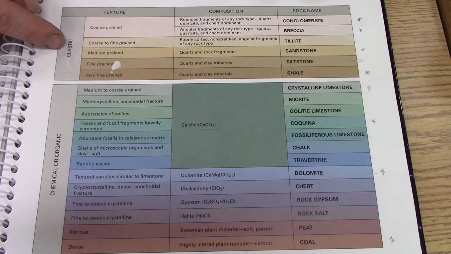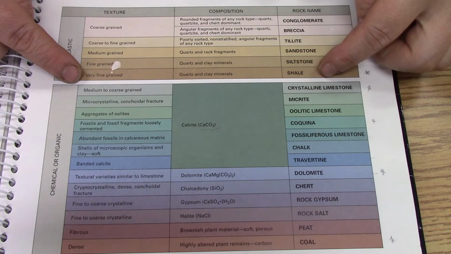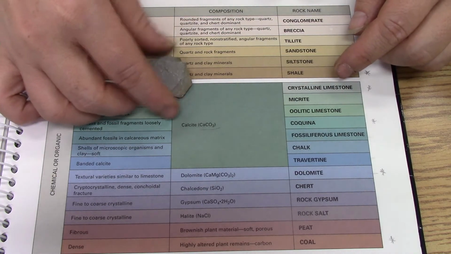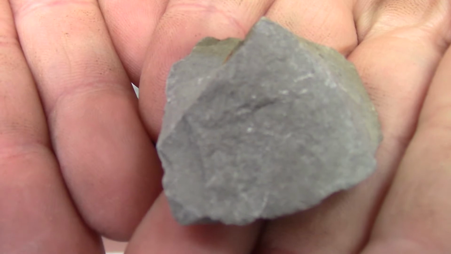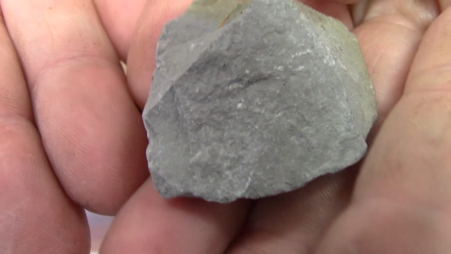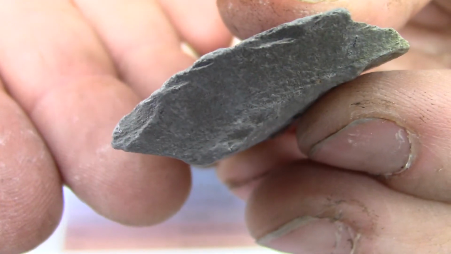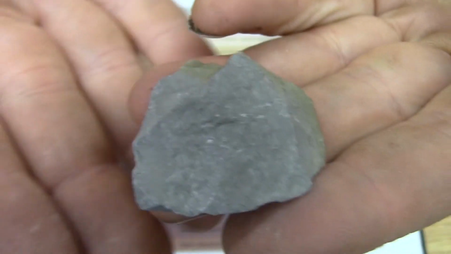So I'm going to start with the clastic ones, and they basically start coarse grained and go down to very fine grained. So shale is basically clay, mud, that has been turned into a rock, which is what this one is. So it's really hard to see any crystals in it. It's just mud, and it's been laid down in layers, so you usually can break it off in layers because it was laid down at the bottom of a lake or an ocean.